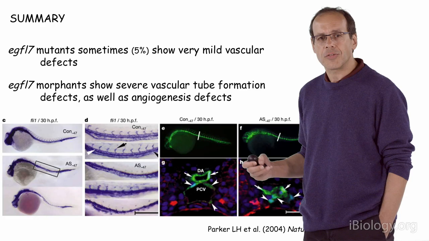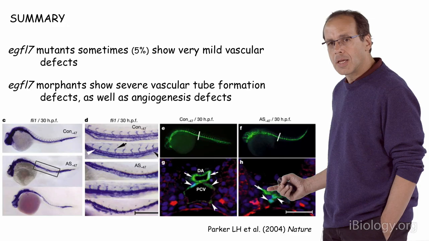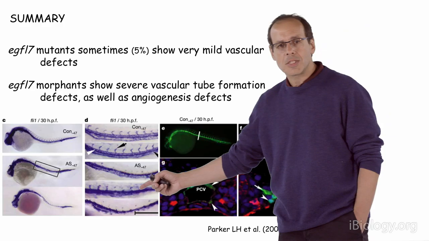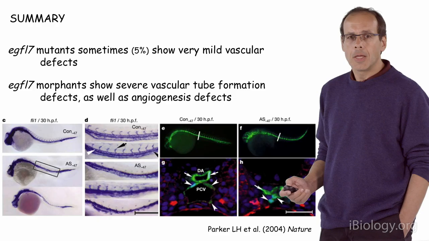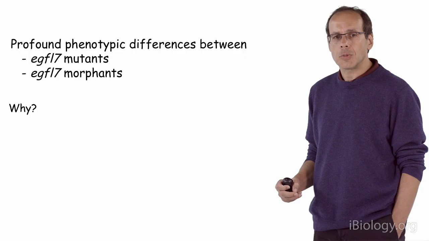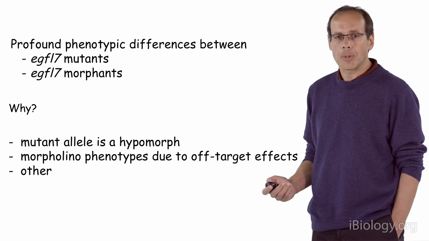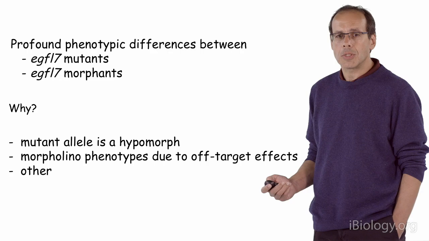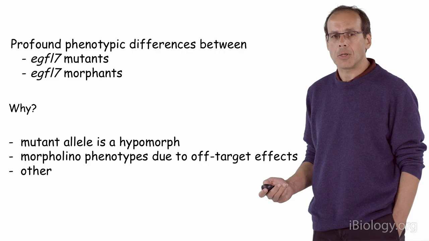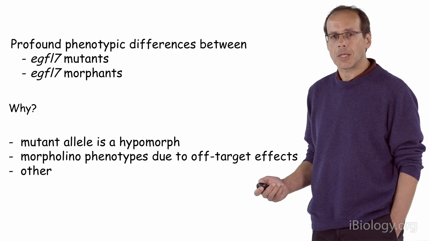But as you can see here, from the original data using the antisense technology, we have both severe vascular tube defects, that is, defects in vasculogenesis, as well as defects in angiogenesis, which leads to the sprouting of new vessels. So essentially, as has been observed for several other genes now, we have profound phenotypic differences between the EGFR7 mutants and the EGFR7 morphants. And one can think about a number of simple or trivial explanations for why that would be. It's possible that the mutant allele we had made was a hypomorph. It's also possible that the morpholinos used for these studies were inducing off-target effects, and that this is the phenotype that people had been looking at. It's also possible that there was a more interesting explanation. And so we decided to look further and try to understand the discrepancy between the mutant and the morphant phenotype.